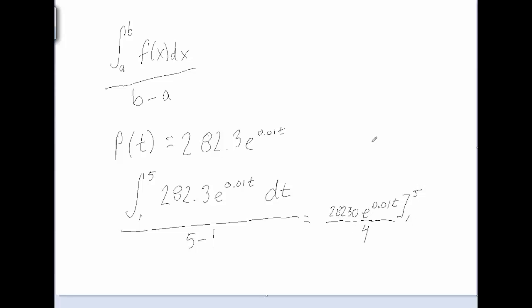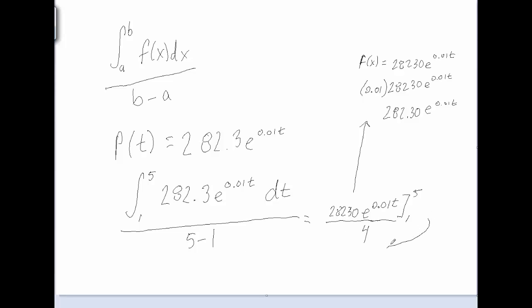And to test this, make sure we've got the correct derivative. So if we have 282.30 times e to the 0.01t, the derivative using chain rule would be 282.30 e to the 0.01t times the derivative. This is e to the u, so the derivative is e to the u times du, or the derivative of 0.01t. And that gives us our 282.3. So we've got this correct.